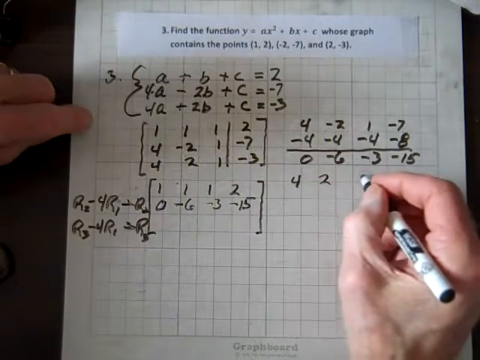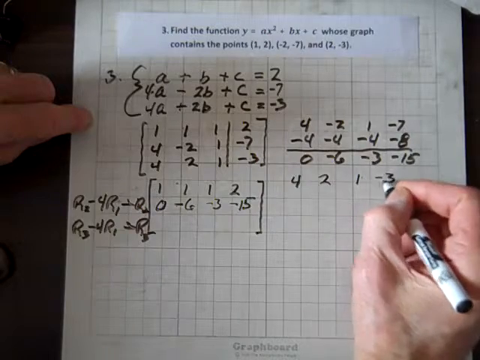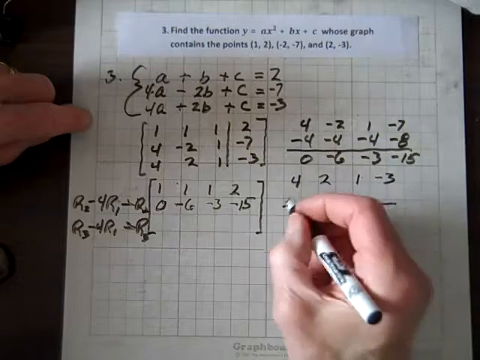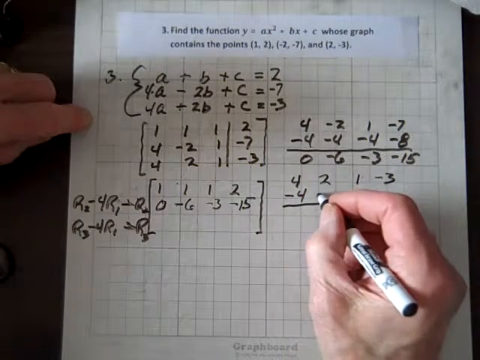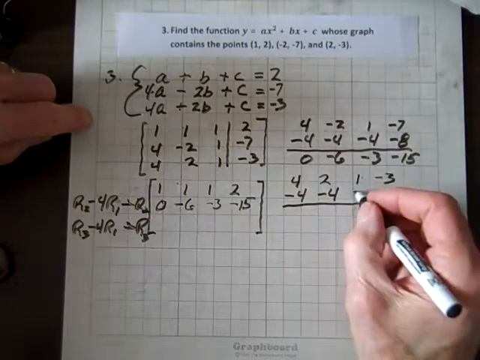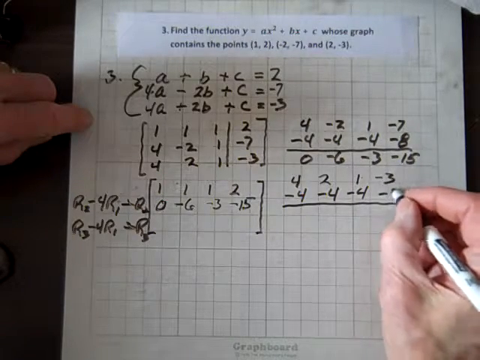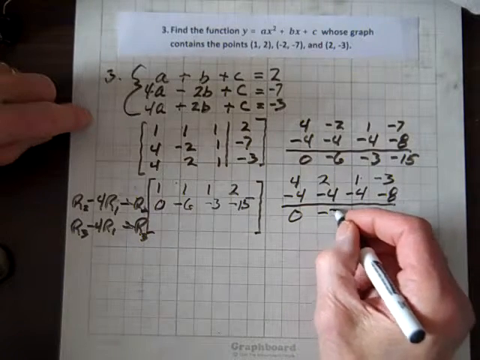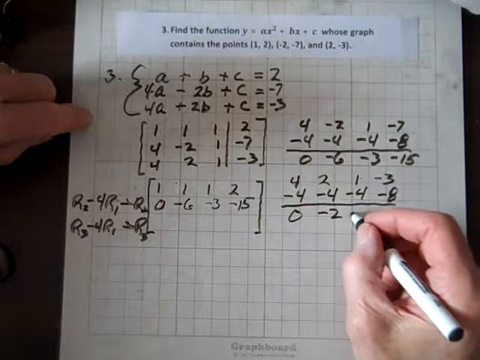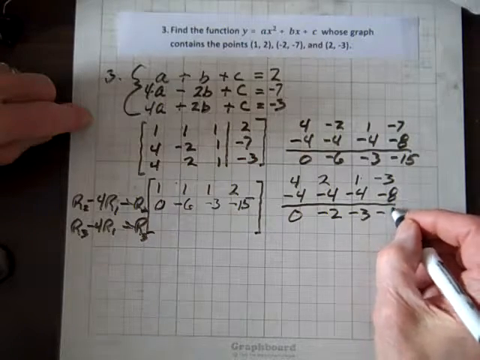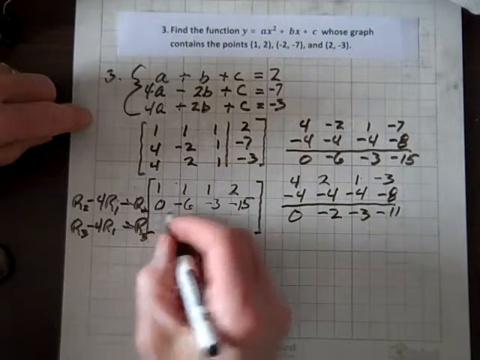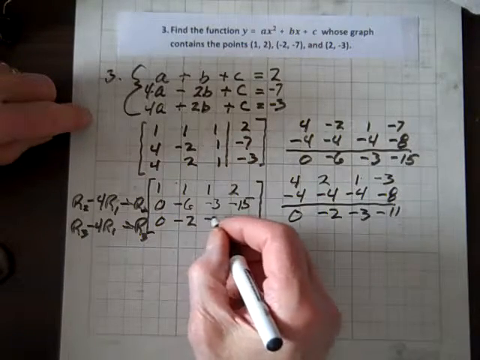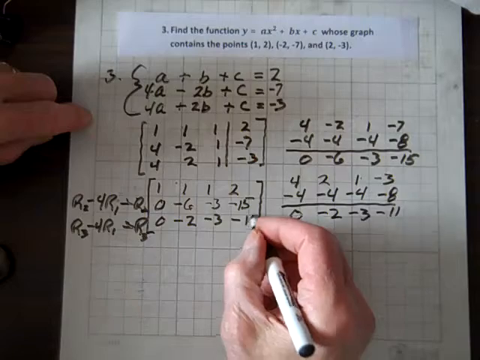Let's take row 3, write it down. 4, 2, 1, -3, and multiply row 1 by -4, and add it to row 3. So there's our 0. We get a -2, a -3, and a -11. So 0, -2, -3, and -11.